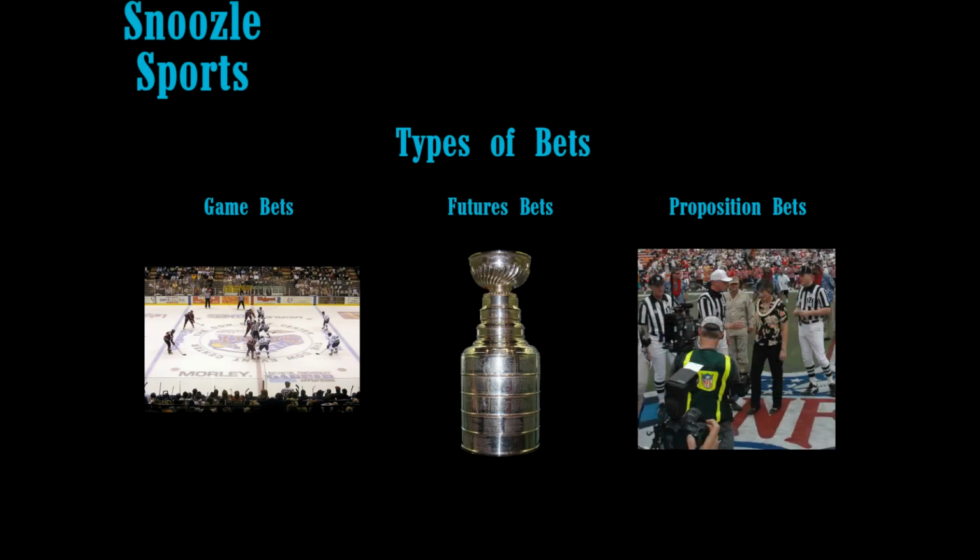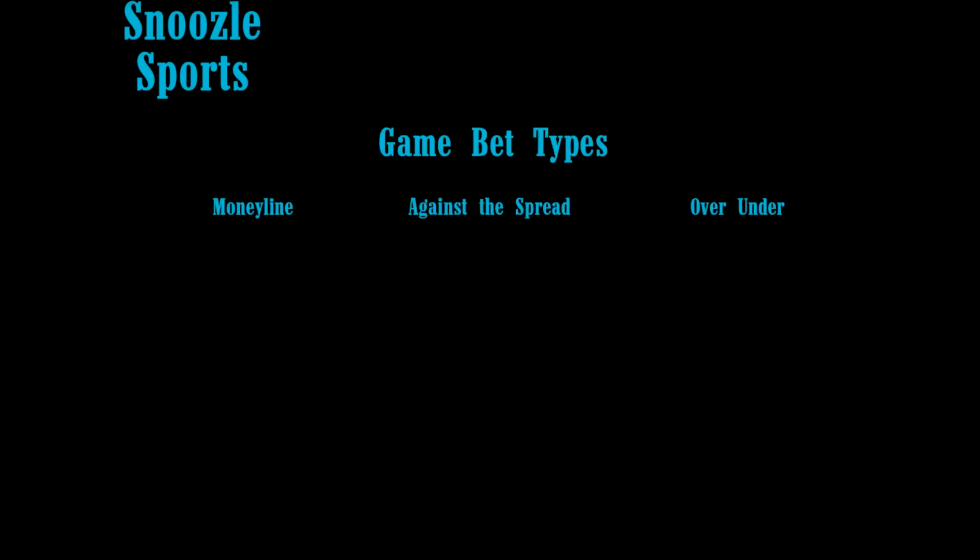And then prop bets, or proposition bets, are usually outcomes from particular games. So in American football, sometimes in big games like the Super Bowl or championship games, they'll have a coin toss bet. You might also have a bet on who's going to make the first catch or who's going to score the first goal. Those are types of proposition bets.